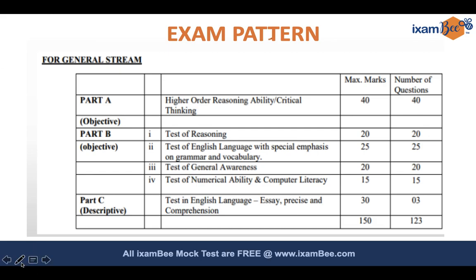Now, as we know, this is the general exam pattern, and we will be focusing on part C, right? Especially the comprehension portion, okay? So if you look at part C, it's got 30 marks and there are 3 questions, okay? So it should not be too difficult, but we should not take it lightly, right? Because we need to follow all the rules and abide by the format and go accordingly.